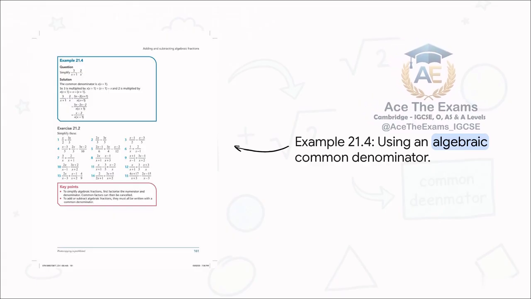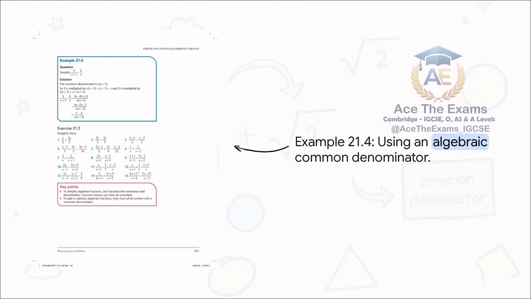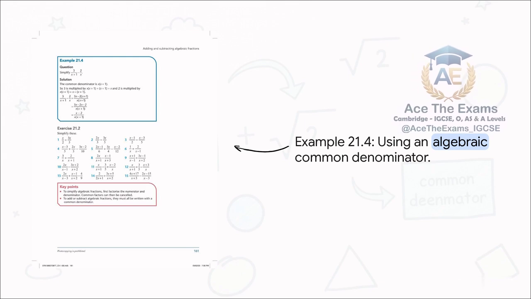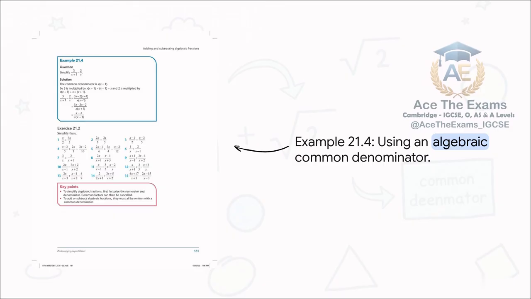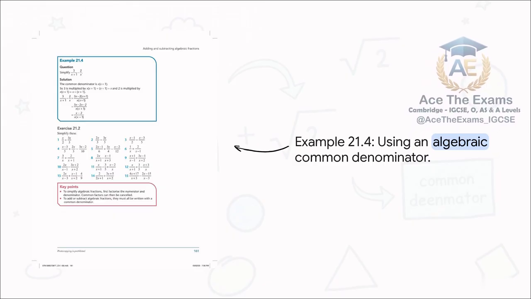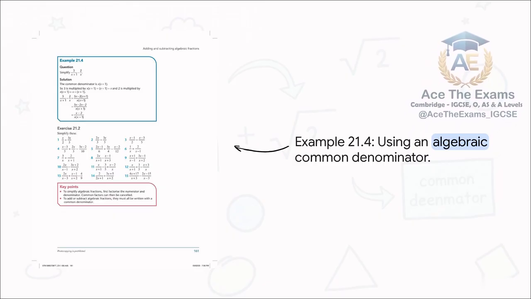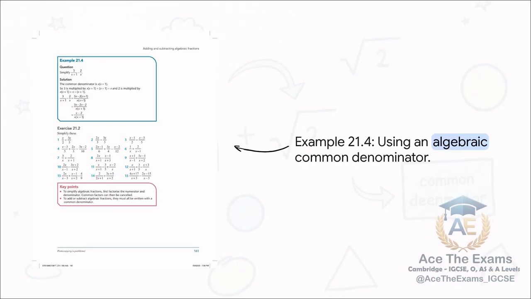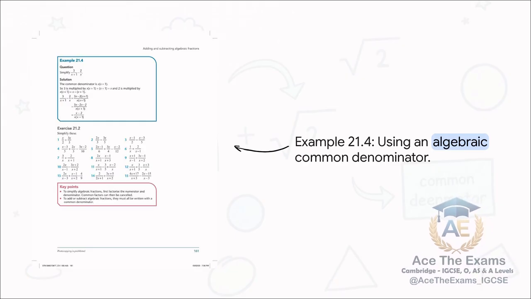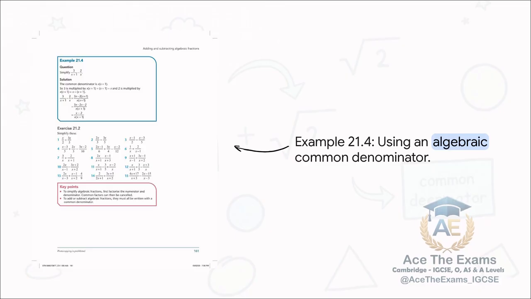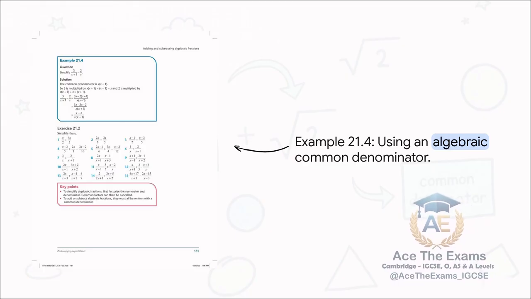We adjust the numerators exactly like we did a minute ago. The 3 gets multiplied by x, the 2 gets multiplied by x plus 1. Then we carefully expand the brackets on the top, which gives us 3x minus 2x minus 2, and simplify that down to get x minus 2 all over x bracket x plus 1. The whole framework stays completely identical regardless of how crazy the letters get.